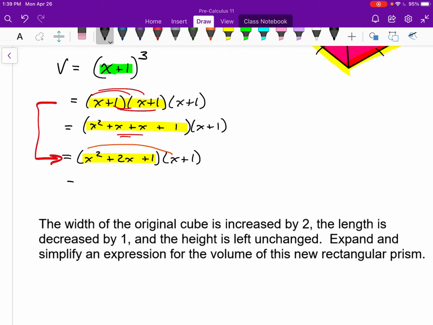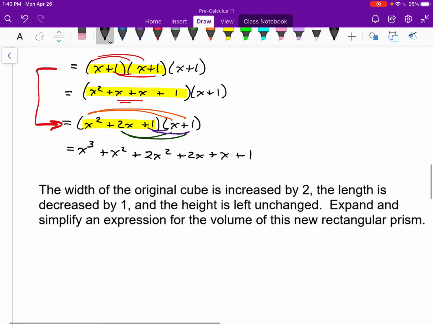x squared times x is x cubed. x squared times 1 is x squared. And I got to do the same sort of thing with these two terms, and then with these two terms. So it's a matter of just not losing track. So collect all these like terms together. What do I got? I got x cubed. I have a total of 3x squareds. I have a total of 3 x's, and then just one constant.